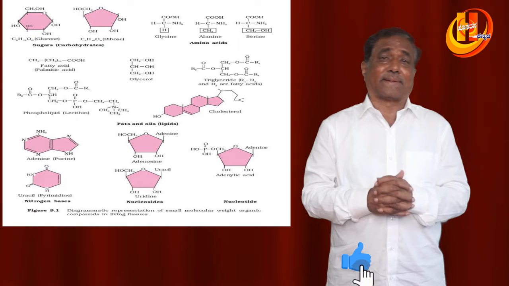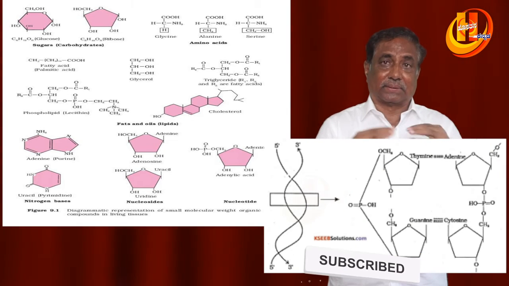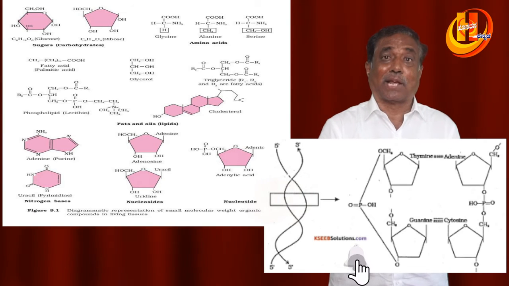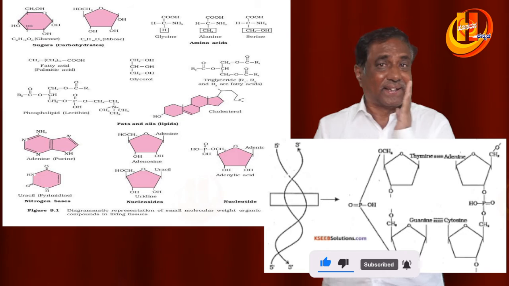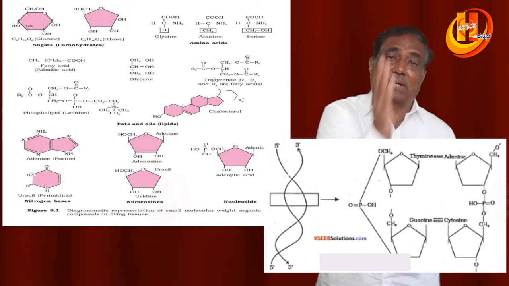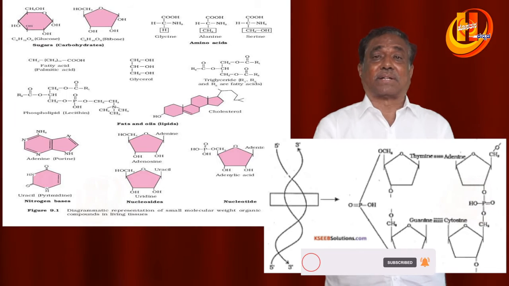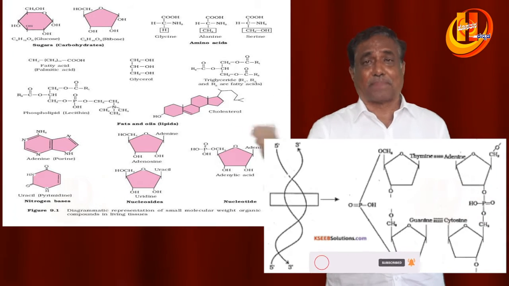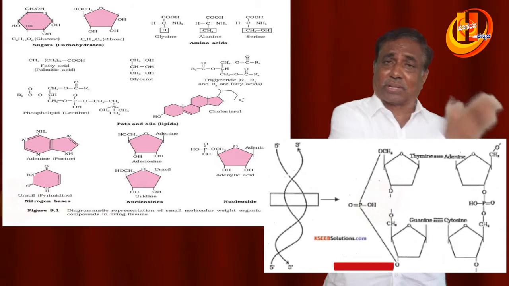Coming to the nucleic acids, as we know very well, in the carbohydrates, the sugars are joined by glycosidic bonds. Peptide bonds are present in proteins. Ester bonds are present in nucleic acids. There are two types of nucleic acids, DNA and RNA. I explained in detail about this.